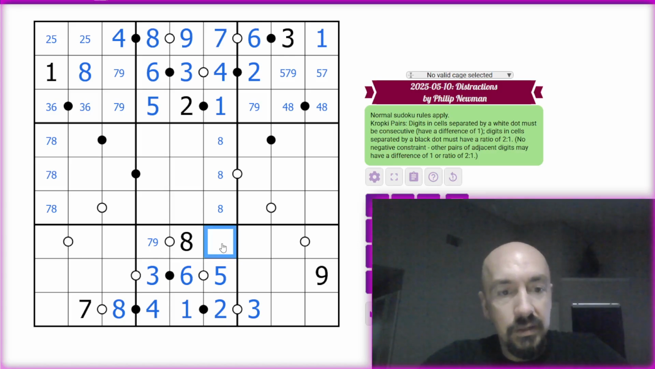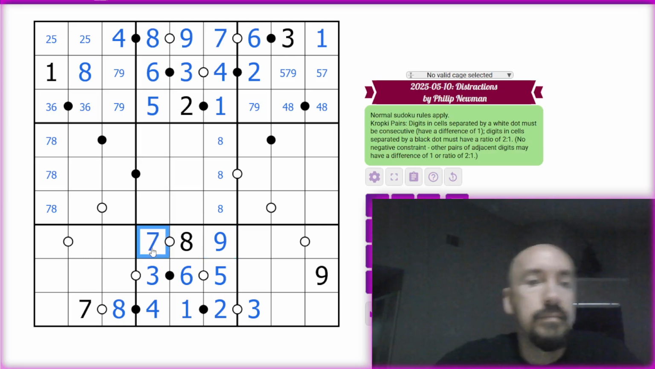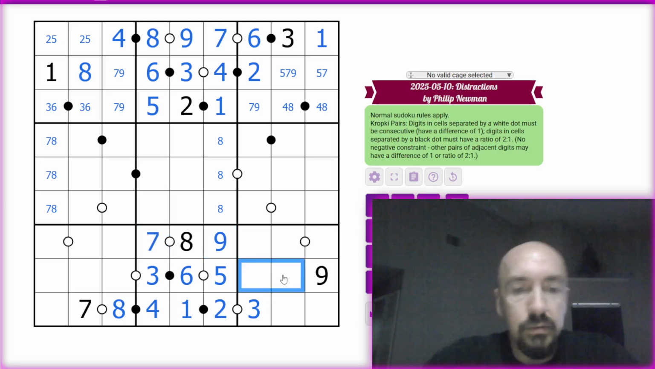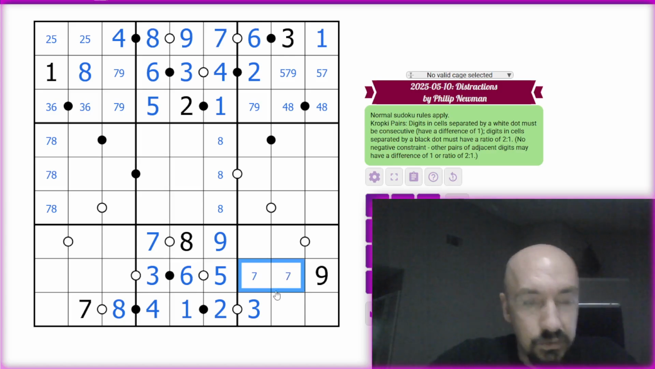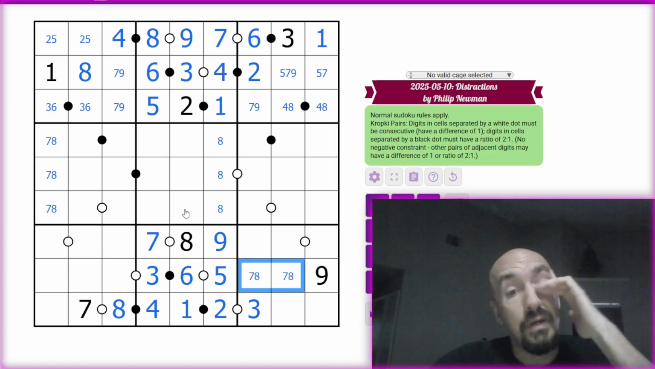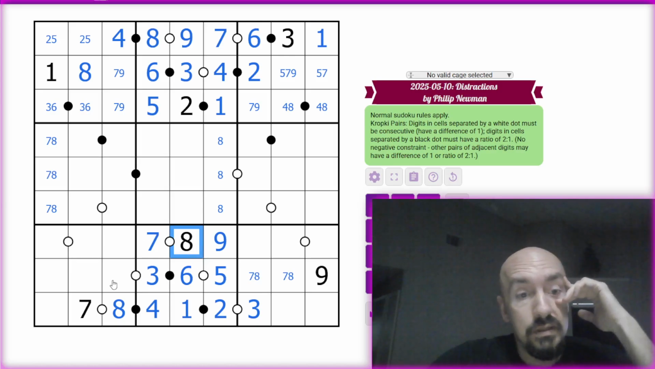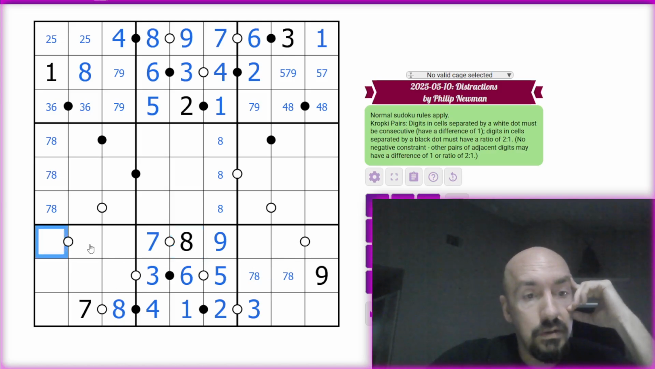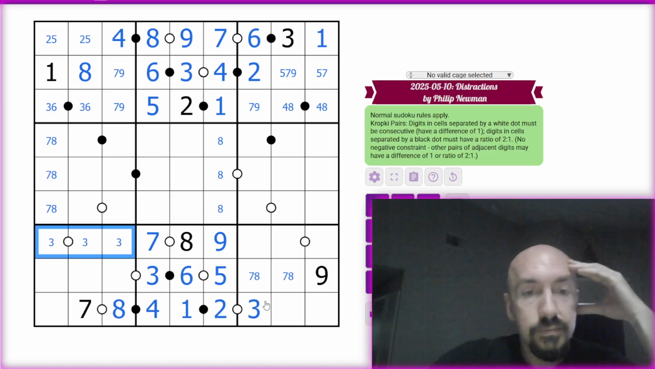So then this is now a 7, 9 as well, but this 7 sees that, so it's a 9, and that's a 7. All right, cool. So these are 7s. Pencil mark those. That's actually a 7, 8 pair now, because these and these 3s go up here.